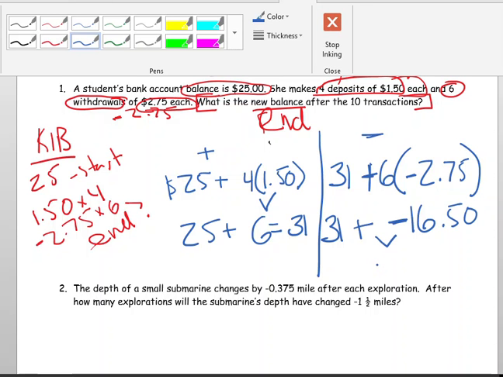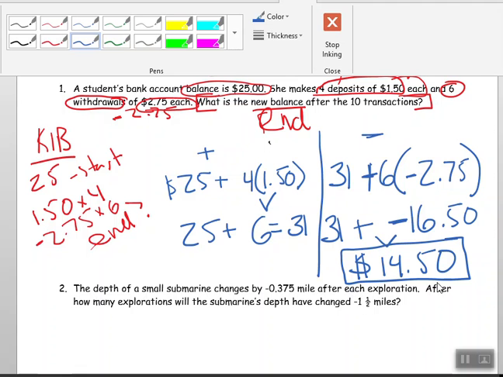When I combine that, 31 plus negative $16.50, I'm finding the difference between $31 and $16.50, and that's going to leave me with a balance of $14.50. So after those transactions, I am left with $14.50.